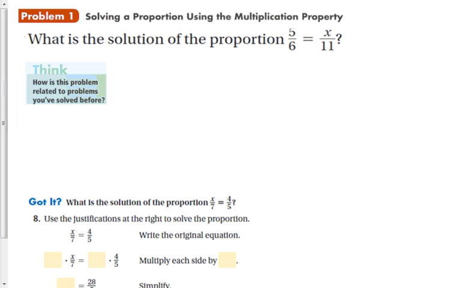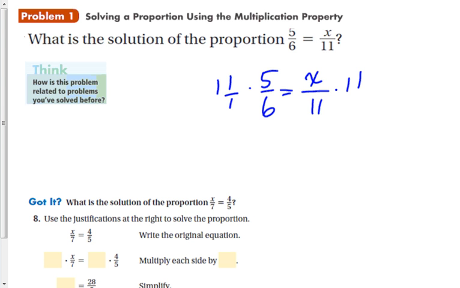All right. Solving a proportion using the multiplication property. We're going to solve proportions a couple of ways. One way is using the multiplication property of equality. To do that, you have to think about what's going on here in this proportion. x is being divided by 11, so it makes sense that we just multiply both sides by 11.